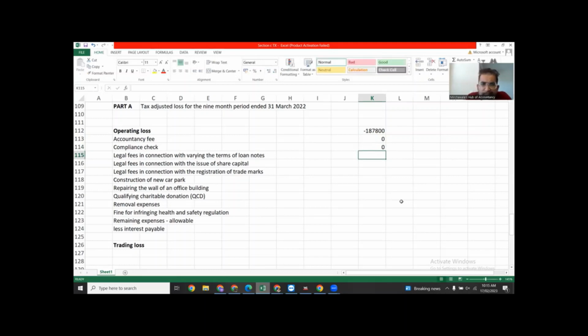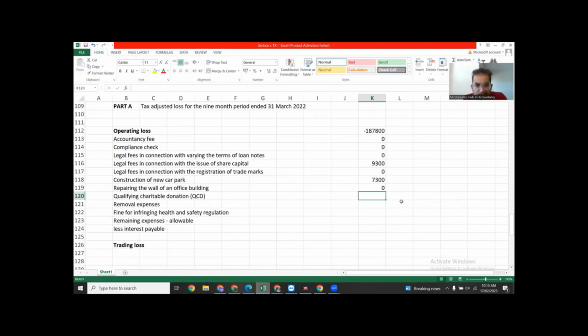Then you have legal fees in connection with the issue of loan notes. It's also allowed. Legal fees for issue of loan notes are allowed, but legal fees for the issue of share capital are not allowed. That is 9,300, so we'll add back. Add means positive. Then legal fees in connection with the registration of trademarks are allowed. Then construction of a new car park. I told you a new car park is improvement, so 7,300 will be added. Then repairing the wall of an office building is allowed, so we'll write 0. Qualifying charitable donation is not allowed from here, but yes, it is allowed from total income.